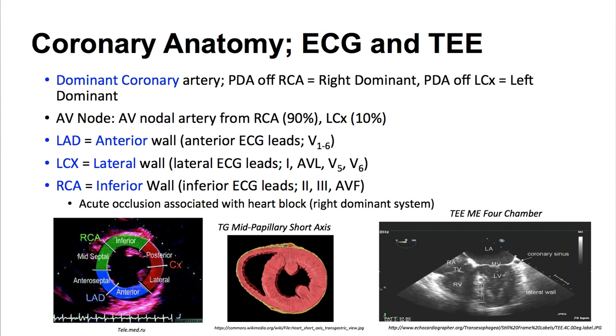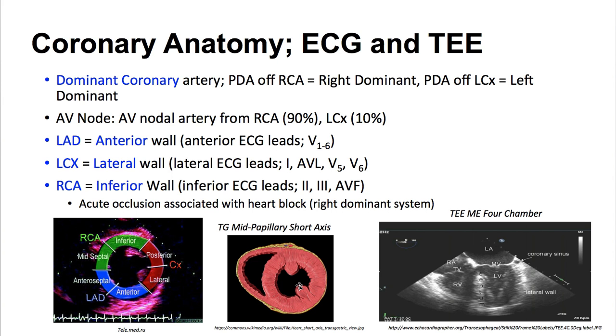The LAD supplies the anterior wall, and on the electrocardiogram we see changes across the precordial leads. The circumflex supplies the lateral wall, and we will see lateral electrocardiographic lead changes: 1, AVL, V5, and V6. While the right coronary artery supplies the inferior wall, and inferior electrocardiographic leads include 2, 3, and AVF. And as previously mentioned, acute occlusion of the right coronary artery, when it gives off the AV nodal artery branch, can cause heart block.